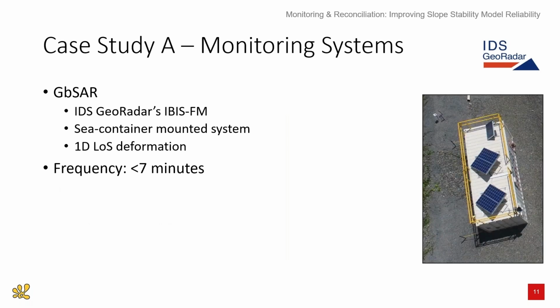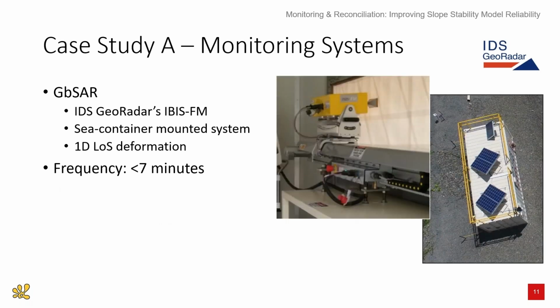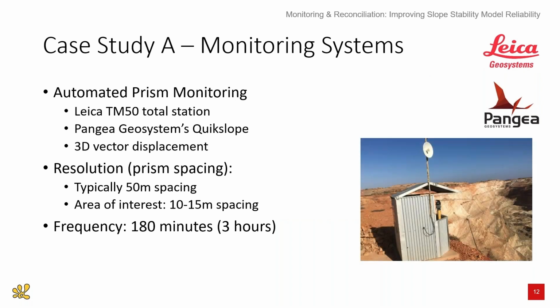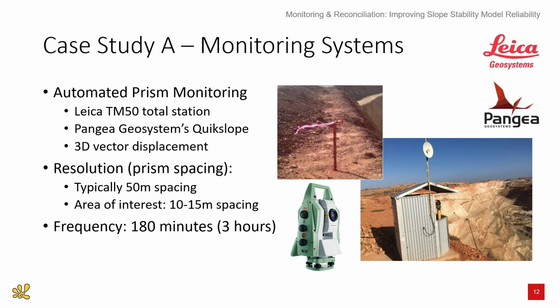And the monitoring systems available are ground-based synthetic aperture radars from IDS Georadar. In this case study, they're using an IBIS FM with a scan frequency less than 7 meters. They're now also using the ArcStar radar, which is even faster. And this data provides one-dimensional line of sight deformation. They also use prism monitoring. The prism monitoring is fully automated using Leica TM50 total stations. Basically, they read the survey prisms approximately every 3 hours, sometimes a little bit longer. And the prism density or spacing is 50 meters typically. And in areas of interest where hazards are identified, more prisms are installed.